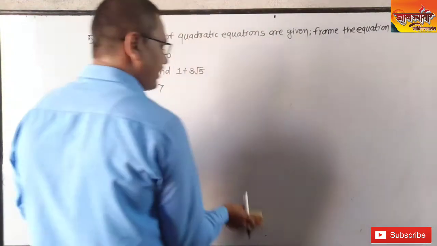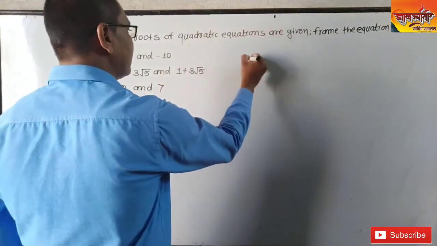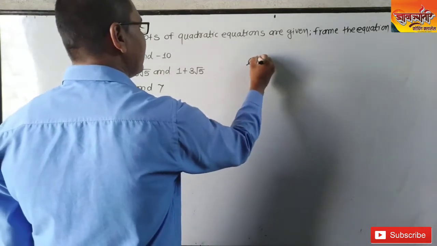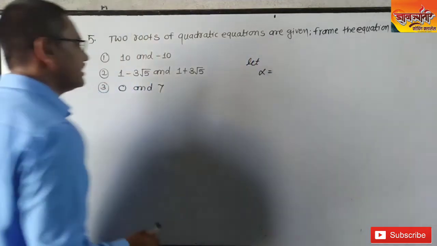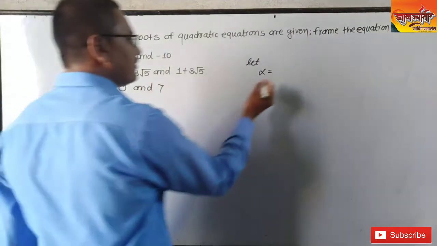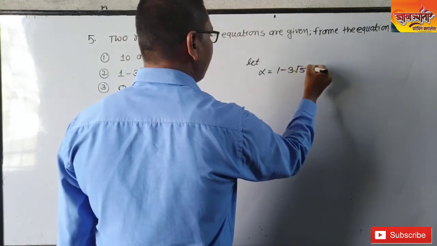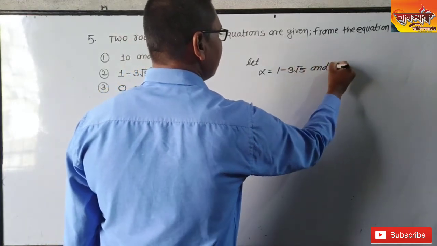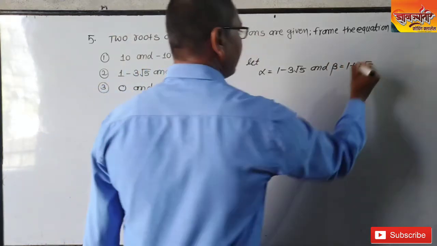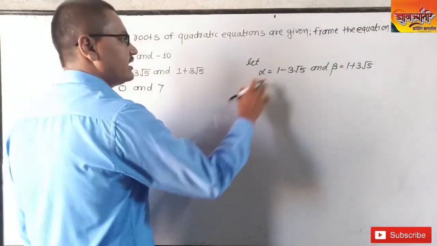We get the required quadratic equation by using the two given roots. You can see the second problem here. In the second problem, the first root is 1 minus 3 root 5, taken as alpha, and the second root is 1 plus 3 root 5, represented as beta. Both roots are given in the problem.